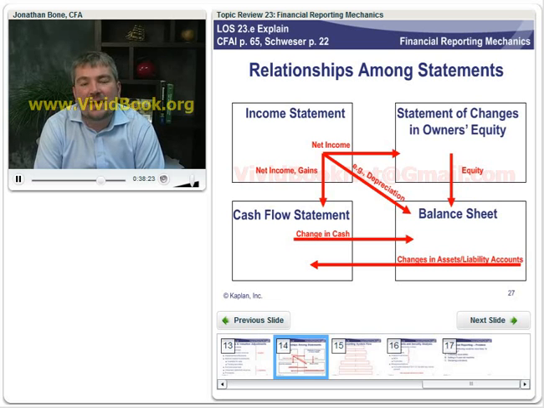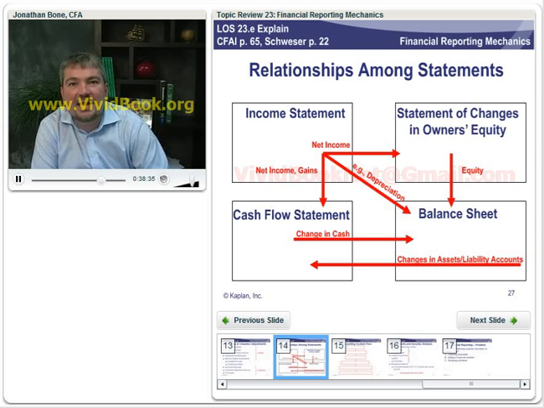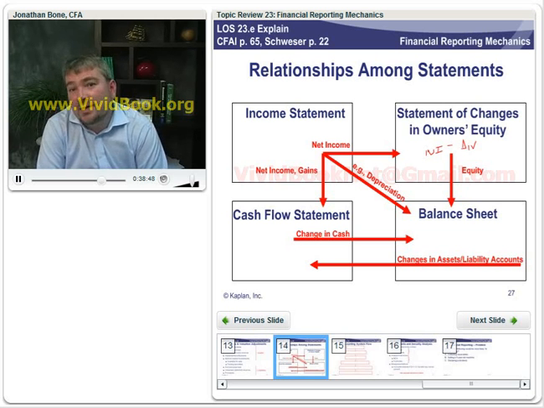So net income hits the statement of changes in owner's equity. We take the net income for the year, subtract the dividend. That gives us the change in retained earnings. Okay, so essentially we're seeing net income in the income statement. It's going here where we do net income minus dividend, which is the change in retained earnings, and therefore the change in retained earnings then goes to the balance sheet and is added to our retained earnings line.